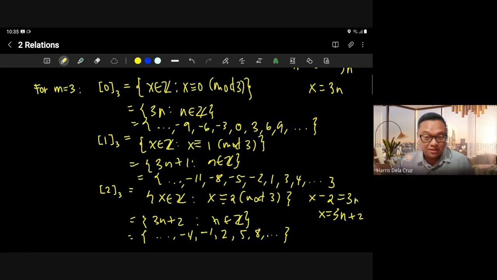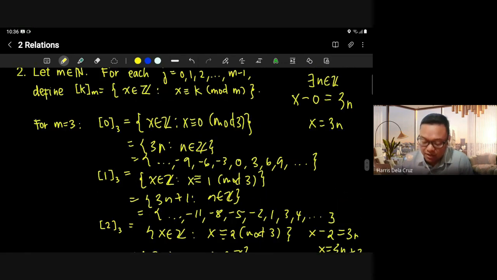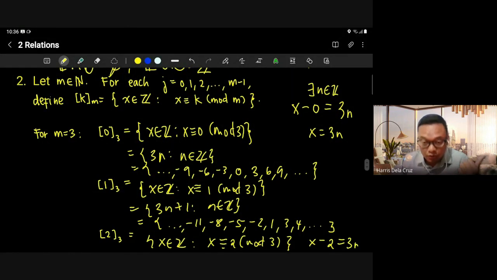So, for any m, that's true. For any m, when you get a fixed number m, all the possible remainders are 0, 1, 2, 3, and so on up to m minus 1. So, you have m distinct remainders. Remainder 0, remainder 1, remainder 2, and so on.